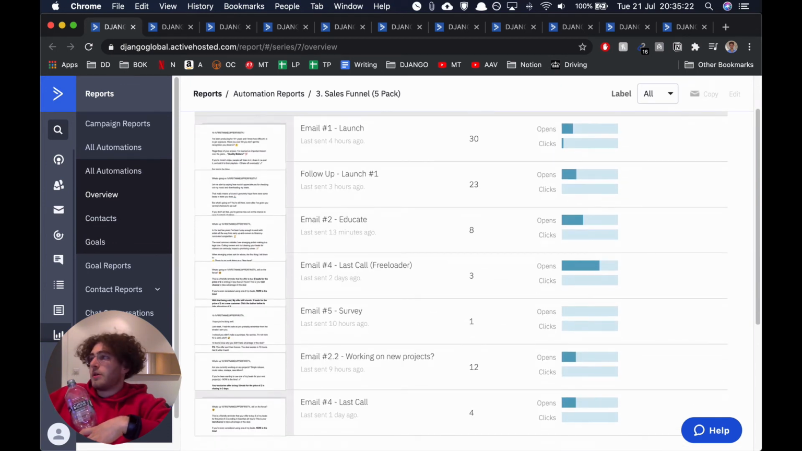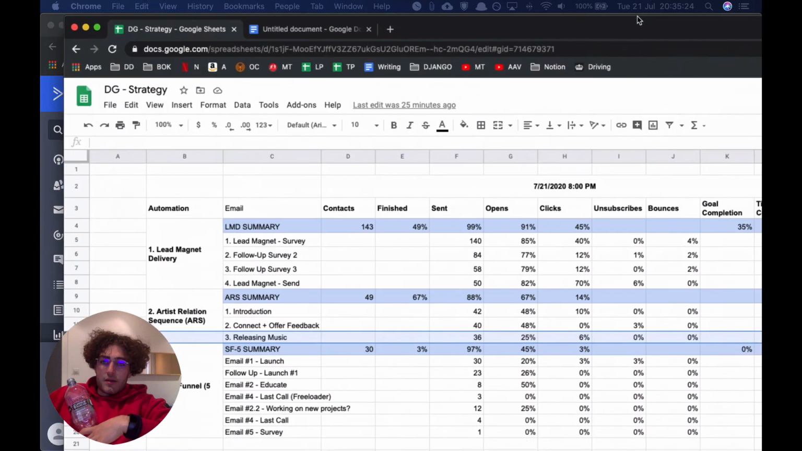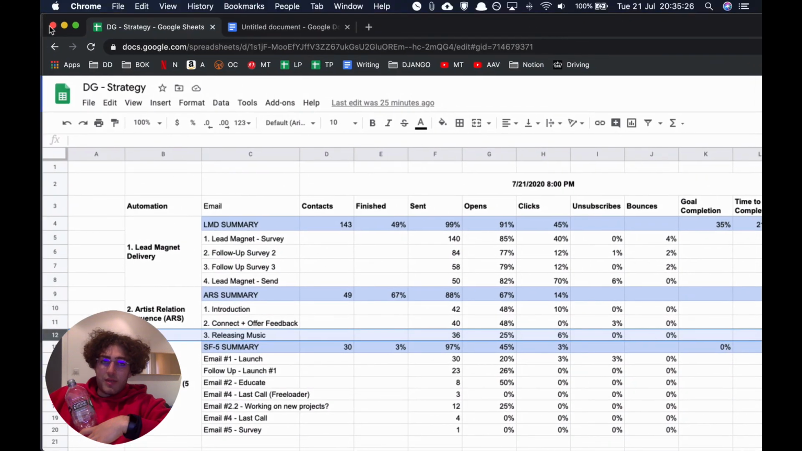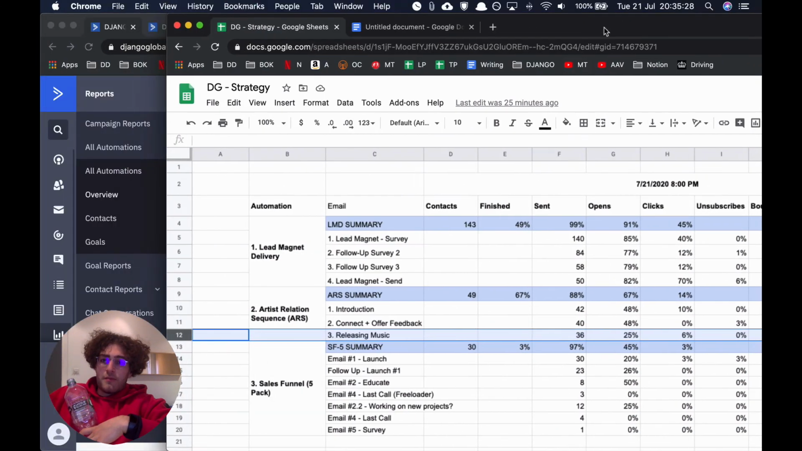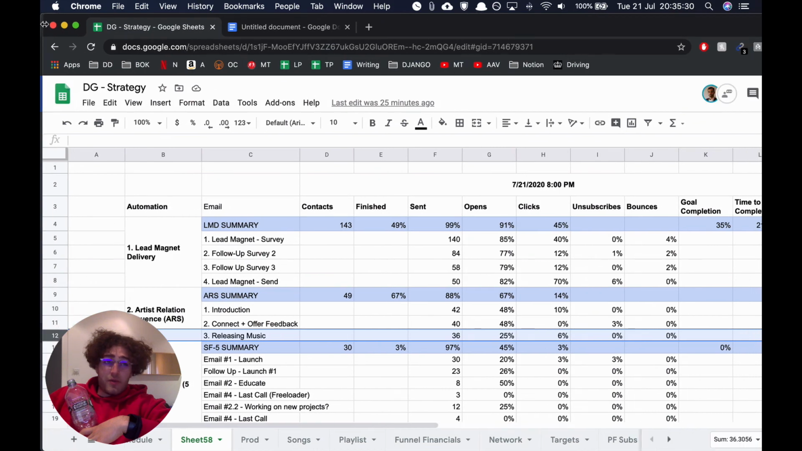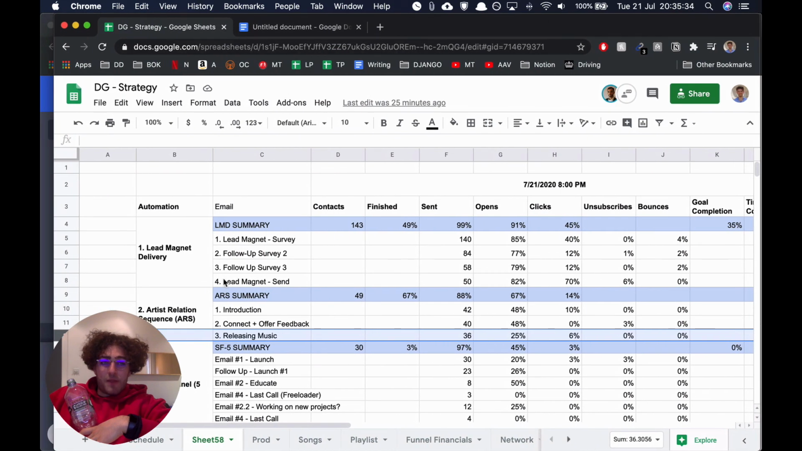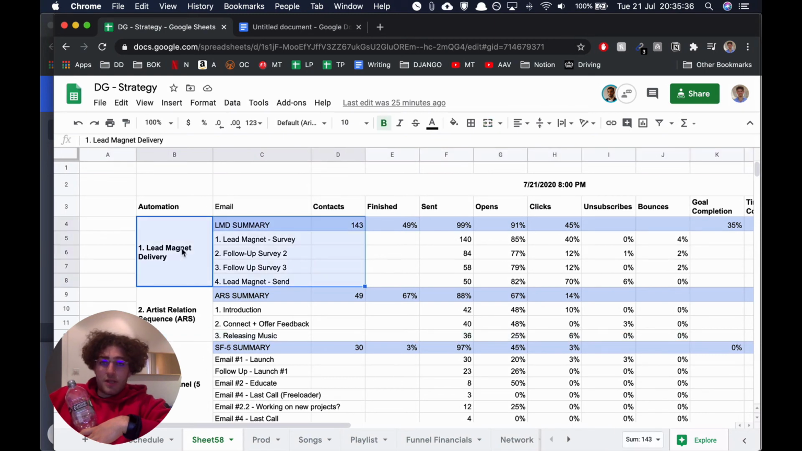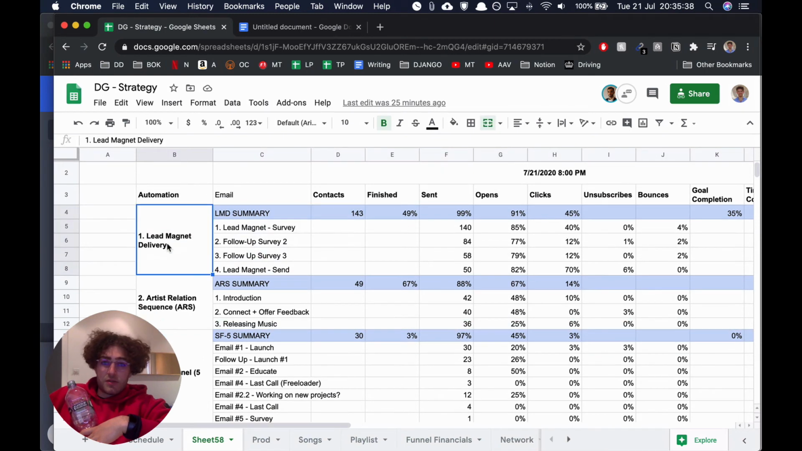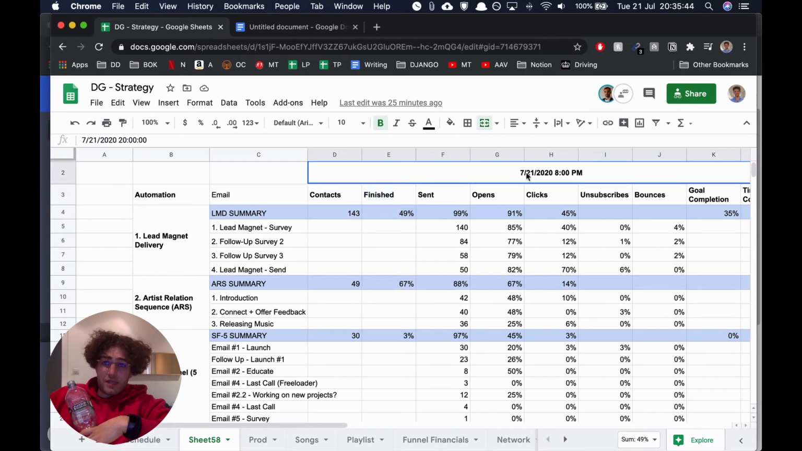So anyway, all of this data I've basically taken and put into this. I'm not really sure if I've done it the right way. Honestly, my brain is mangled. But I've just taken each one and said, okay, this is the first automation. These are the contacts we sent it to. This is the percentage that have finished it so far. This is obviously considering that it's the 21st of July 2020 at 8 p.m.